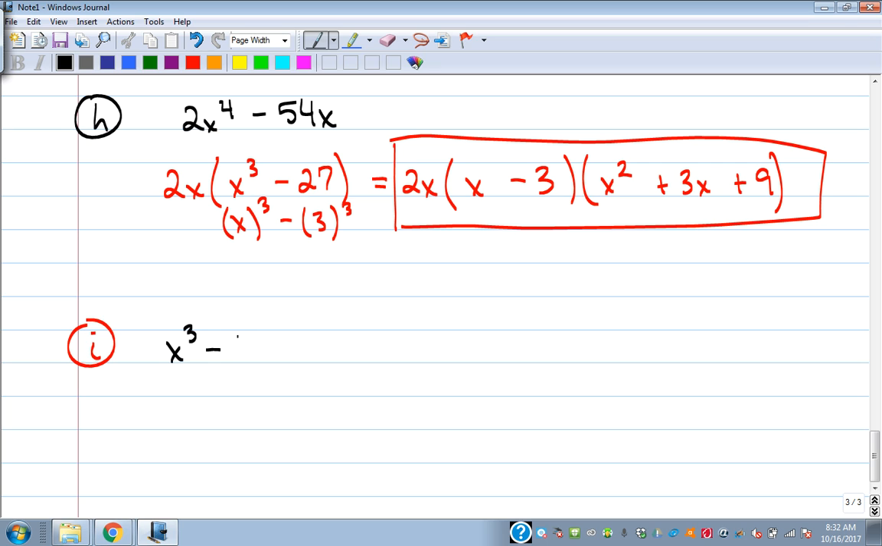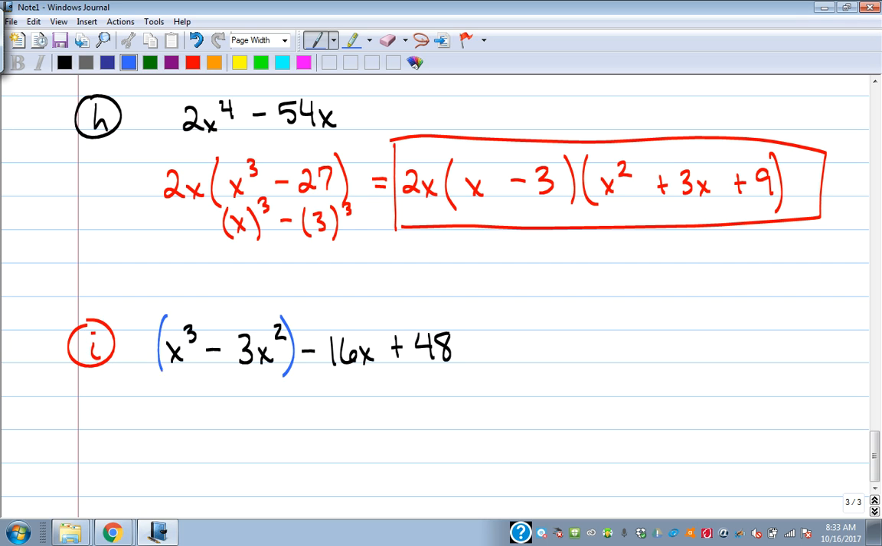X cubed minus 3x squared minus 16x plus 48. Yikes. Any GCF on that one? No. So how many terms we got? 4. It's in descending order already. We kind of just skipped over that. But what method do we use when it's got 4 terms?